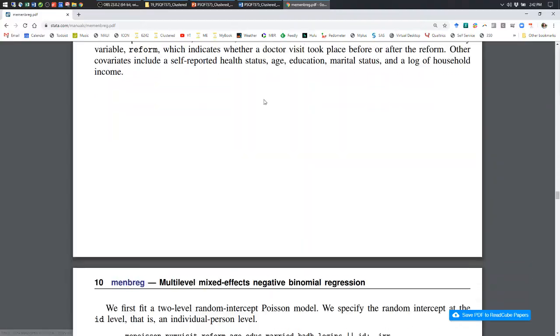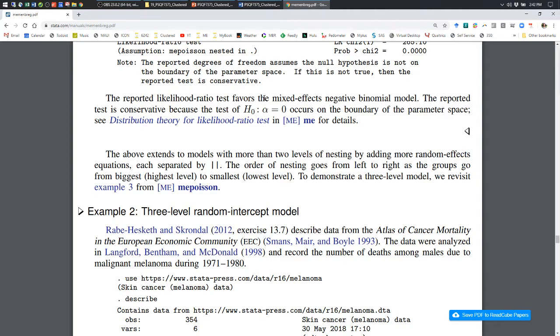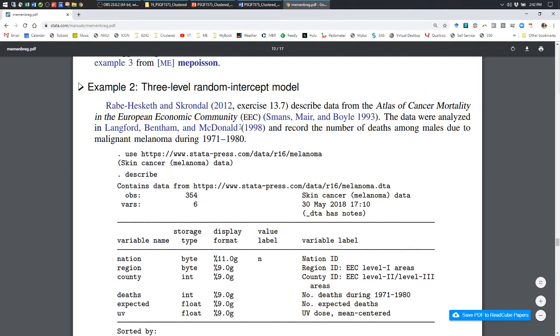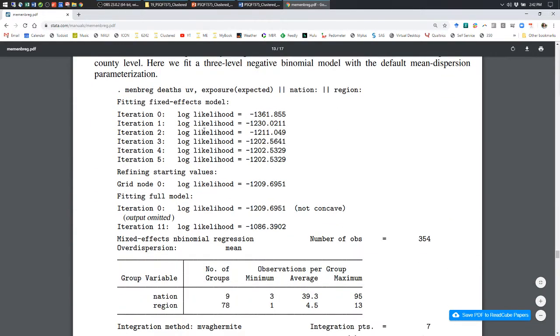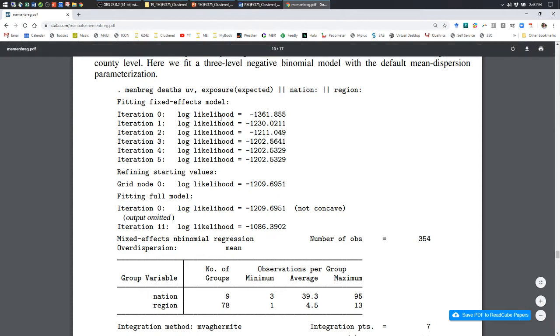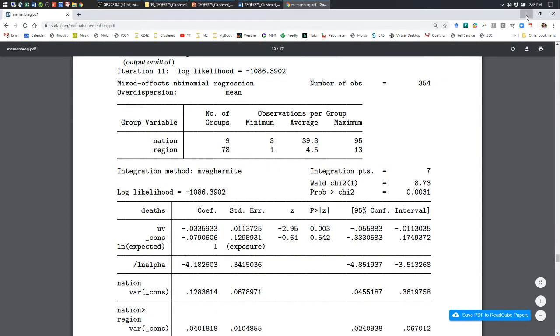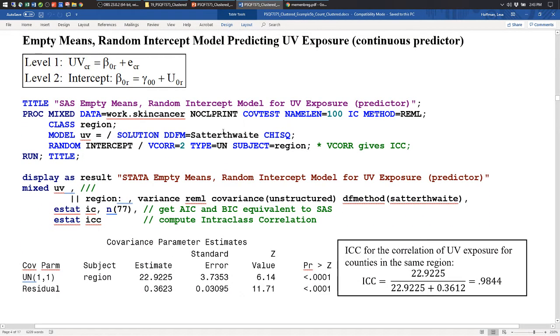So here's example 1. And here is example 2. Number of deaths due to malignant melanoma. And there they go. And UV. Done. Stick it in the model. It's already mean-centered, so that 0 means something. But yeah. And then they talk about it. Now, I did an intraclass correlation. And you know what it was? 0.98.